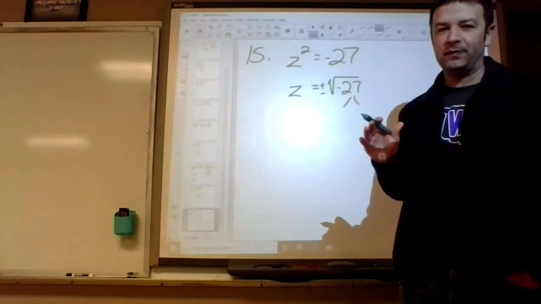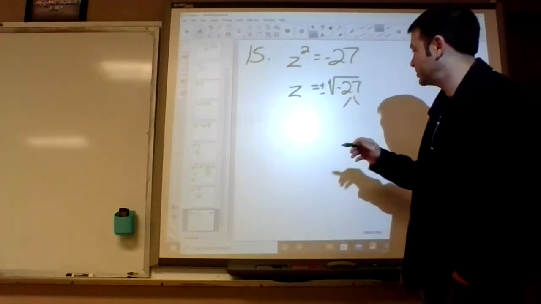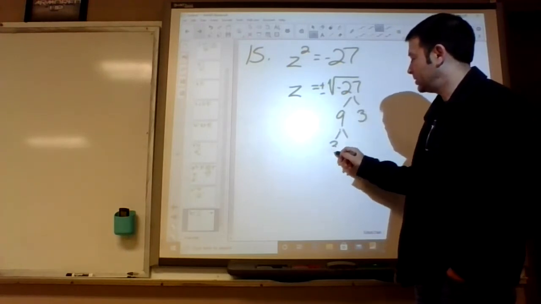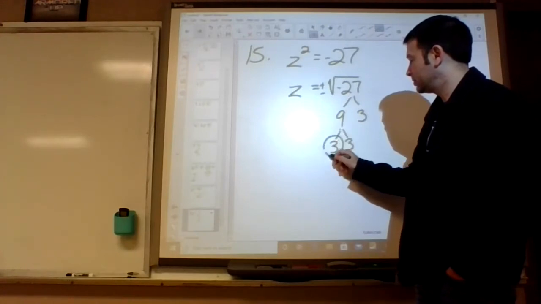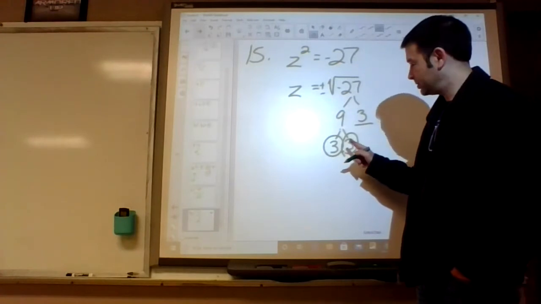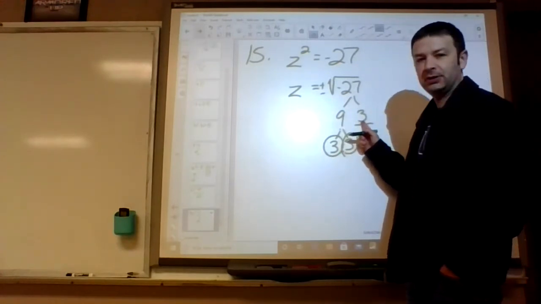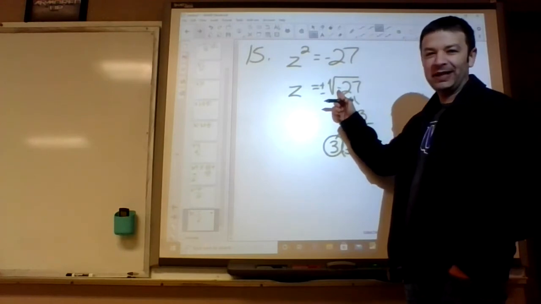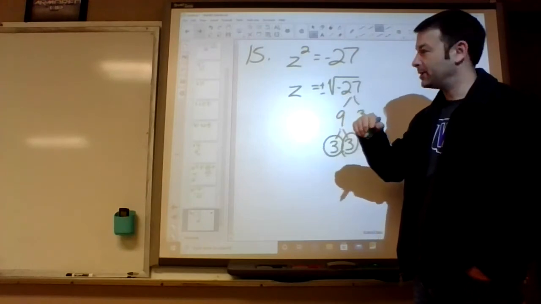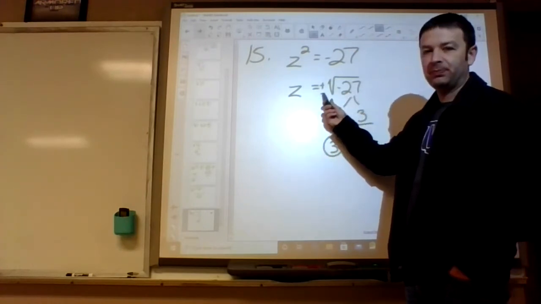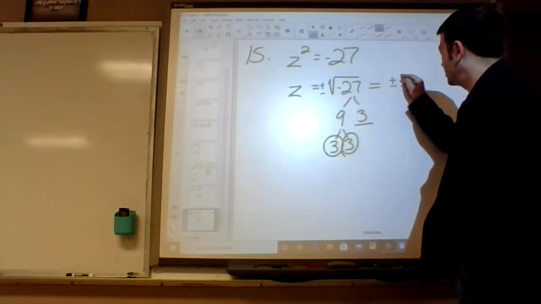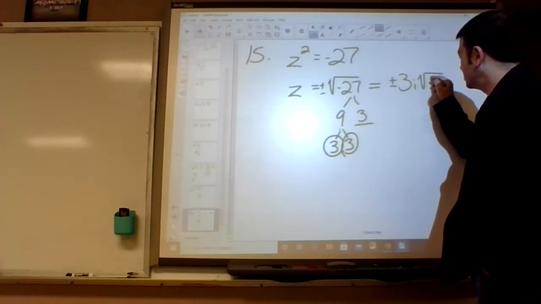27 does not have a perfect square root, so we're going to have to do the tree on this one. 27 is 9 times 3, and 9 is 3 times 3. The double goes in front, leftover goes in back, so it's going to be 3 square root of 3. There was a negative in there, so that means it's going to be 3i square root of 3. The plus or minus is just going to stick out in front, so I'm going to put it up here. Plus or minus 3i square root of 3.